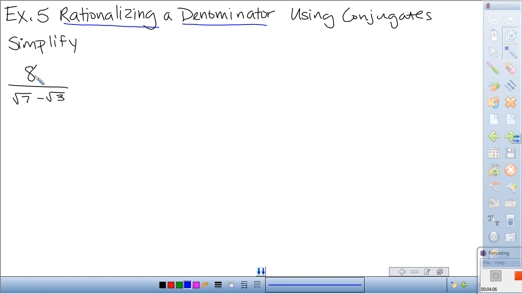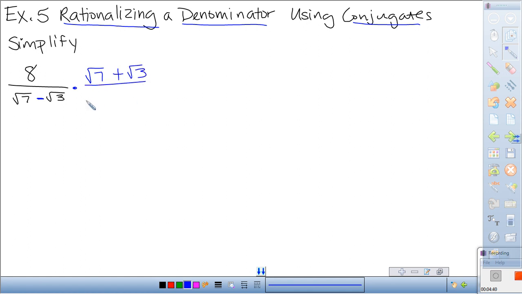So remember, we can never, ever have radicals in the denominator, because then the world will explode. Just like we can't divide by 0, we can't ever have radicals in our denominator. So in order to get rid of these radicals, we're going to rationalize our denominator using the conjugate of the denominator. So what's the conjugate of the square root of 7 minus the square root of 3?